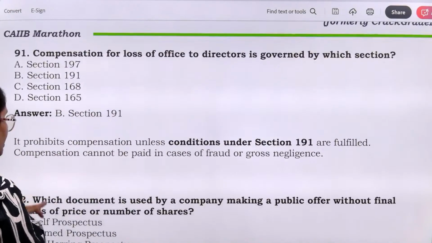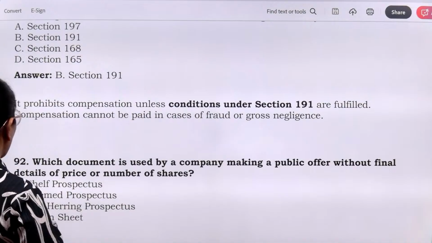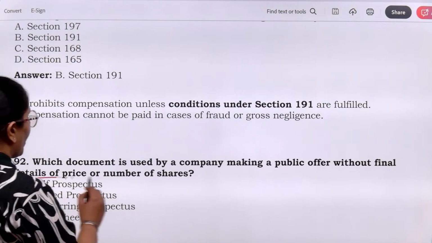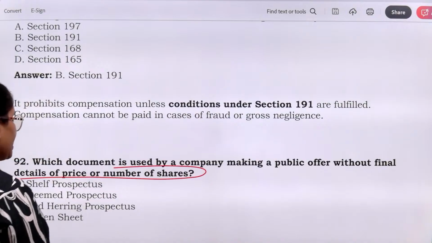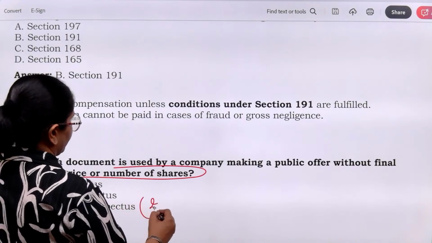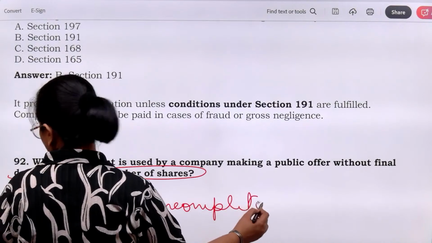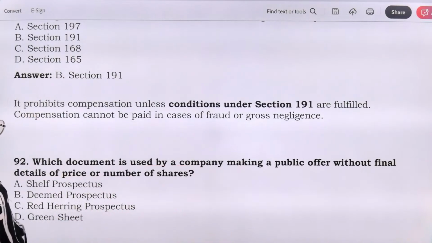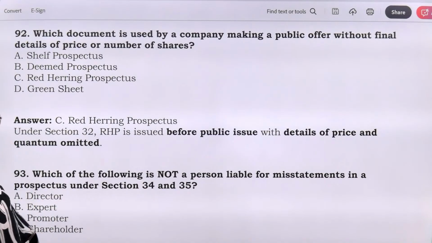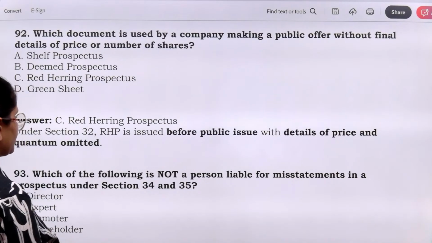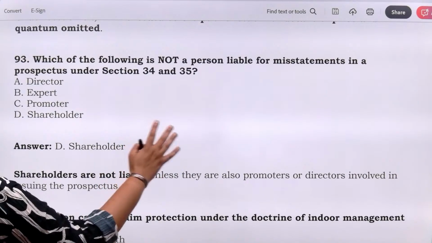Okay, which document is used by the company for making a public offer? So we call it red herring prospectus, where the price or number of shares details is not mentioned. Red herring means it's an incomplete prospectus and it is used in the case of book building issue. Book building issue ke case mein we use it. Now 93, which of the following is not a person liable for the misstatement in the prospectus? So shareholder is not liable because it comes under the responsibility of promoters or directors.